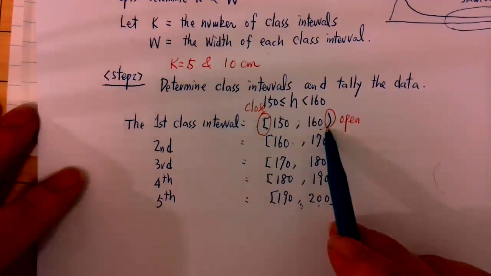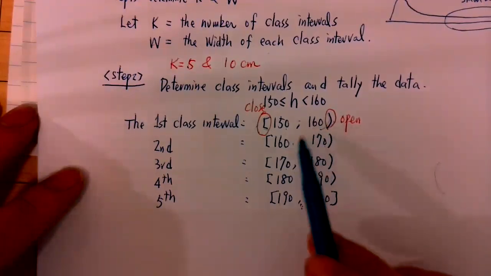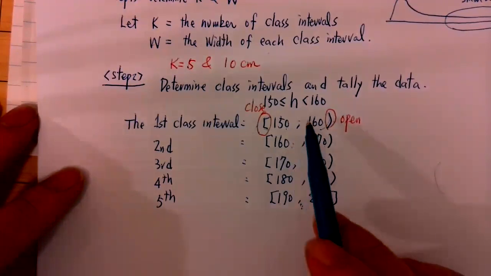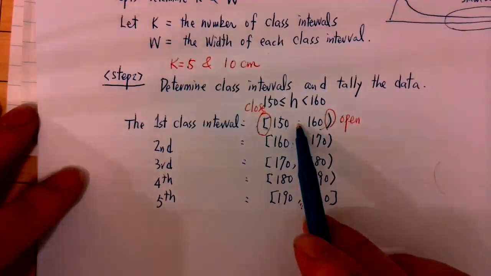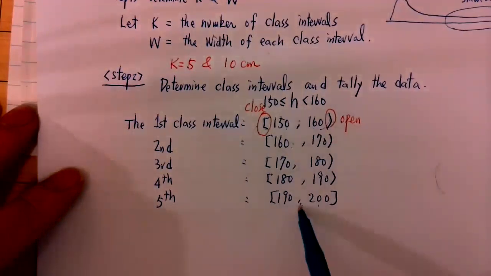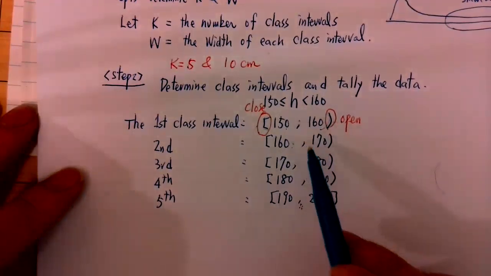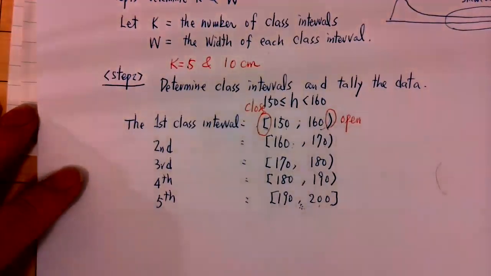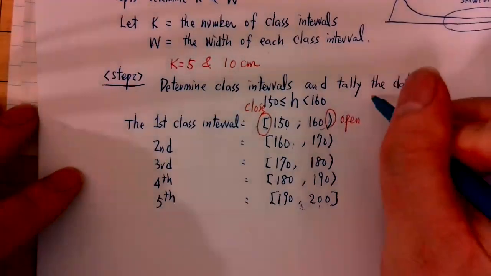For example, a student of 160 centimeters should be covered in what? Second class interval, but not the first class interval. So that means not just the shortest one is covered, the tallest one is covered. Everyone is covered exactly once. Okay? Now next one.